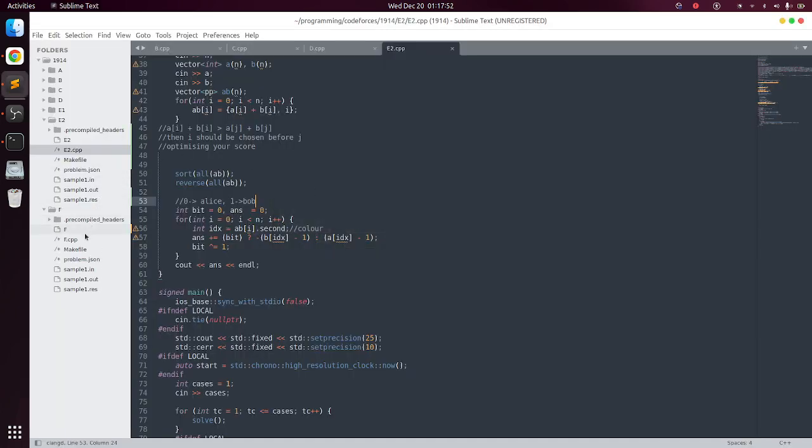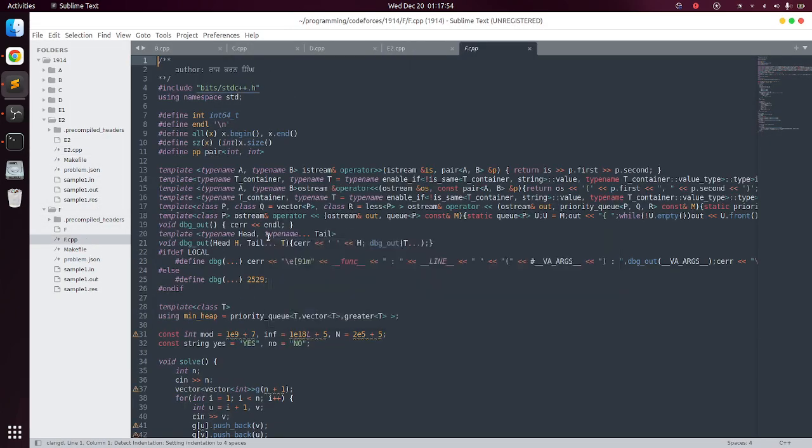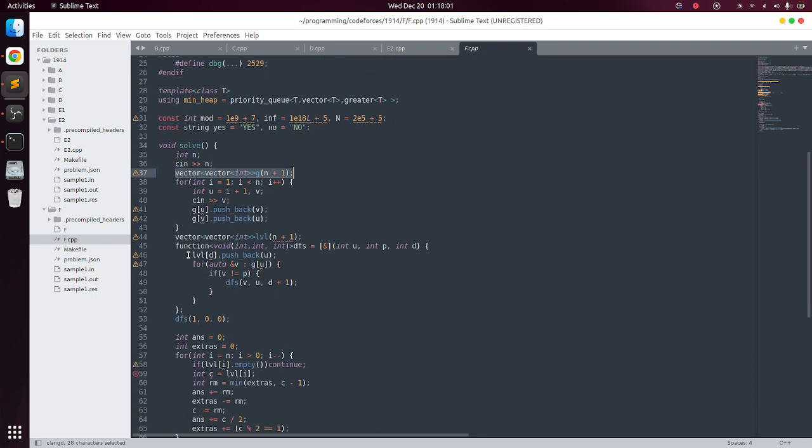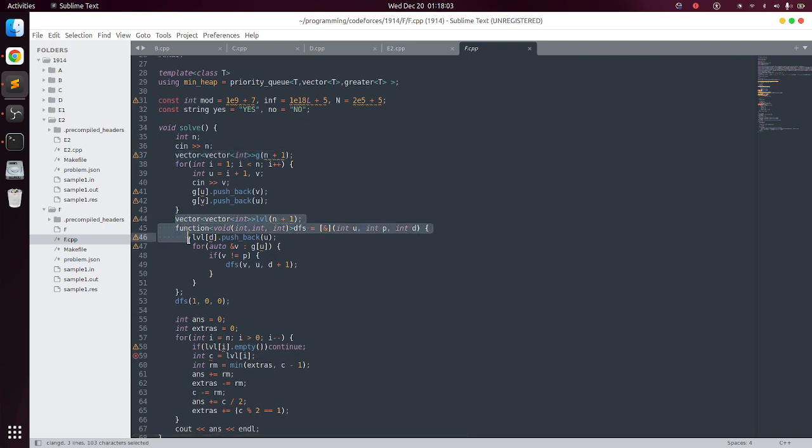We will proceed step by step. First of all, we will create a graph, which will eventually become a tree, and then we will calculate the number of people at a particular level.